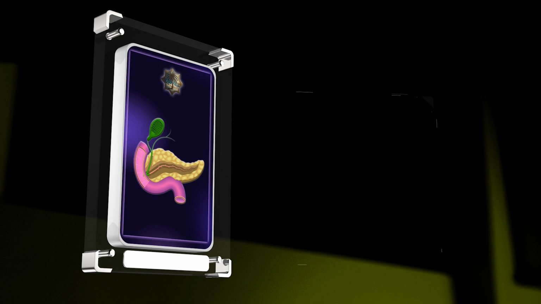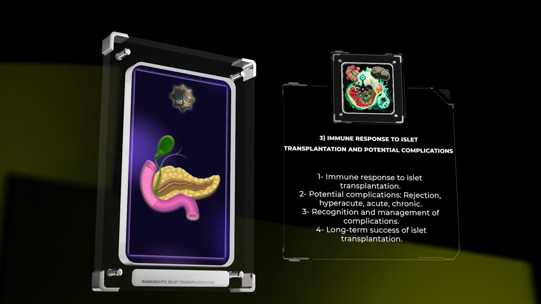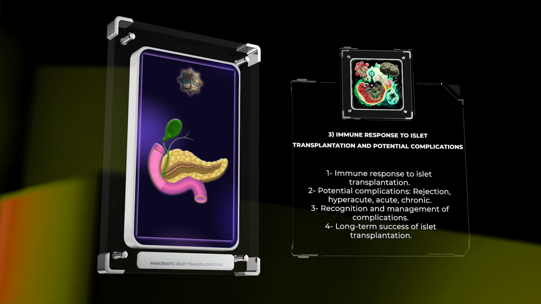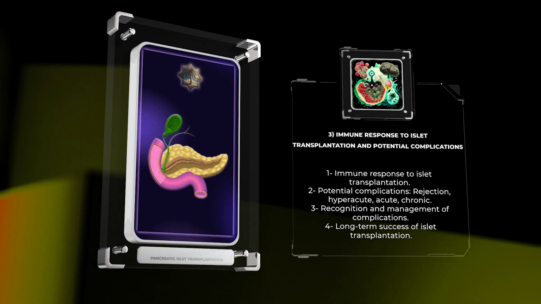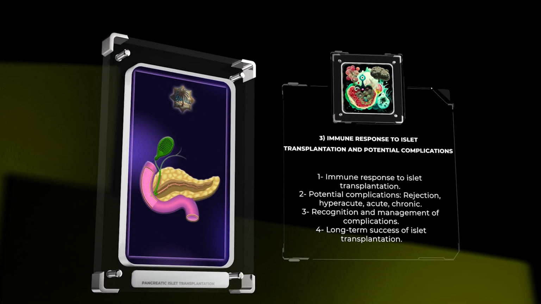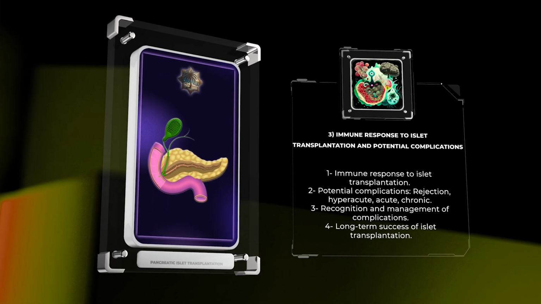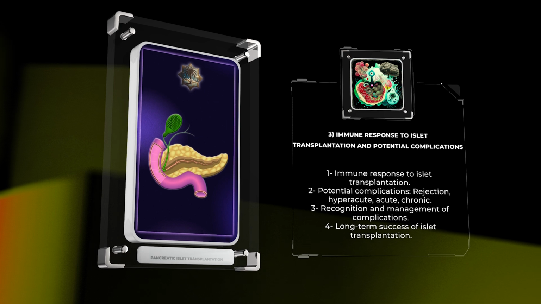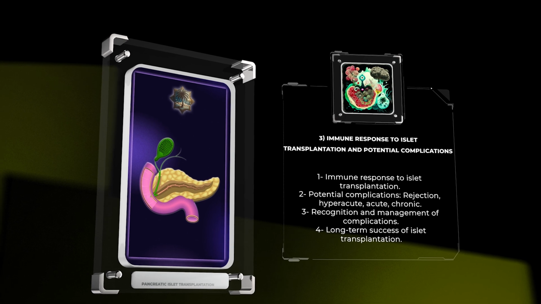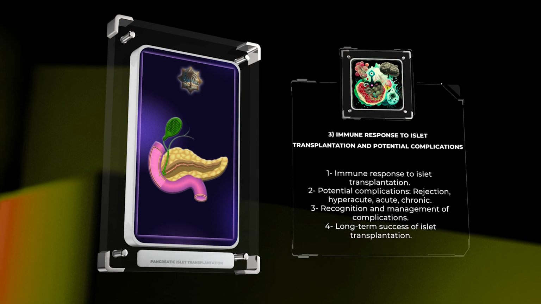Moving forward, we must explore the immune response to islet transplantation and the potential complications that may arise. When islets are transplanted into a recipient, the immune system recognizes these foreign cells and initiates an immune response. This response can manifest as rejection, which can be either hyperacute, acute, or chronic. Hyperacute rejection occurs immediately following transplantation, mediated by pre-existing antibodies within the recipient. On the other hand, acute rejection typically happens within the first few weeks, while chronic rejection may develop over an extended period. Recognizing and managing these potential complications is crucial for ensuring the long-term success of islet transplantation procedures.